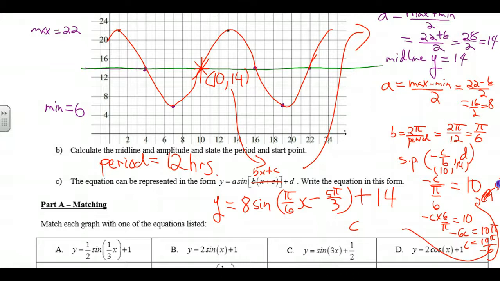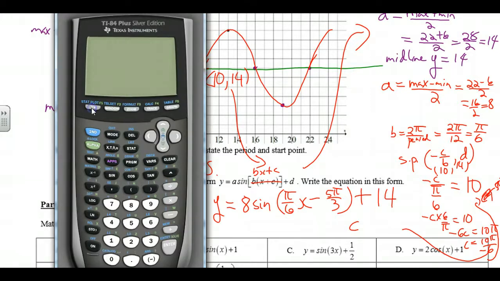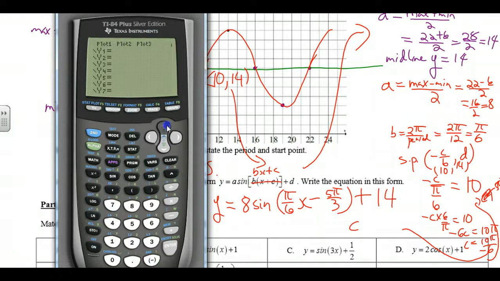We should now be able to go to our calculator, enter this window, enter this equation. I don't know what order you want to do it in, so let's go enter the equation. I'm just going to clear these out. Okay, so go up here: 8 sine bracket pi divided by 6 bracket x minus bracket 5 pi divided by 3 bracket bracket plus 14. I'm also going to graph 14, just because I like to graph the midline.